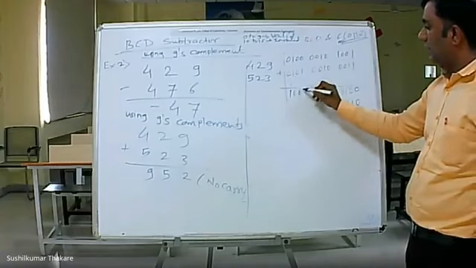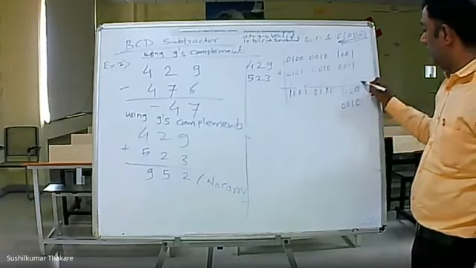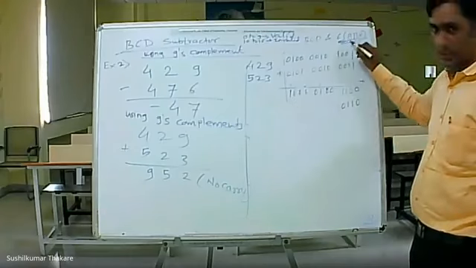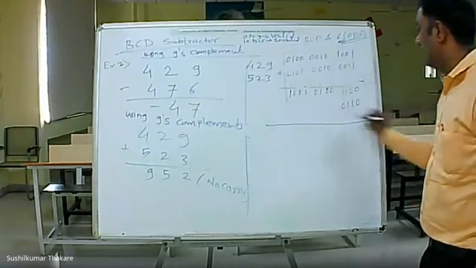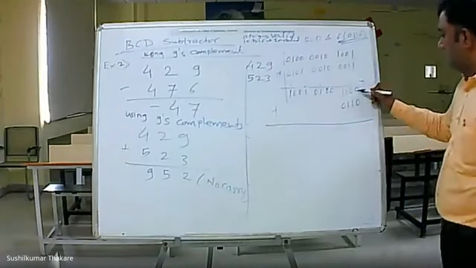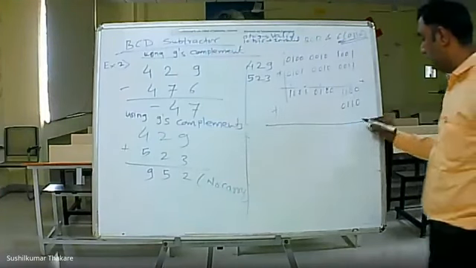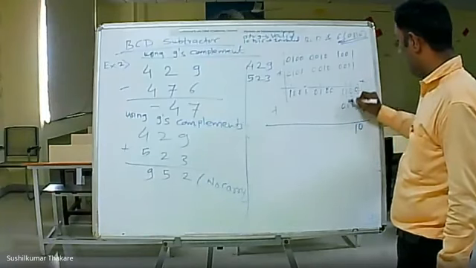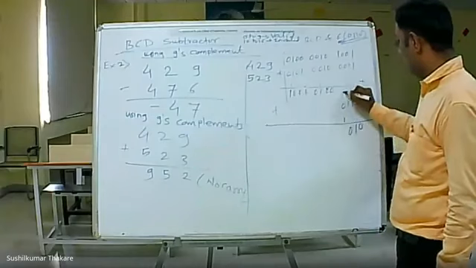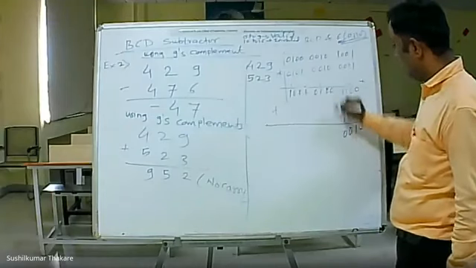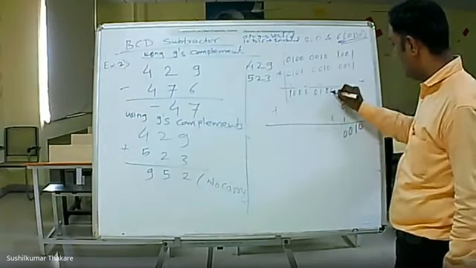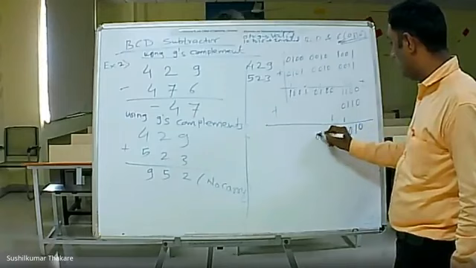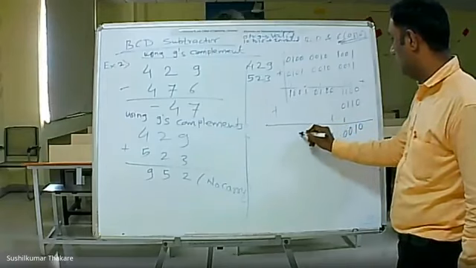1001 is 9, it's also valid BCD. Only 1100 is invalid BCD. That's why we add 6, 0110. Then addition. 0 plus 0 is 0. 0 plus 1 is 1. 1 plus 1 is 0 with carry 1. 1 plus 1 is 0 with carry 1. It will be transferred to the next digit. 0 plus 1 is 1, 1 0 1 0. Then 1 0 0 1.